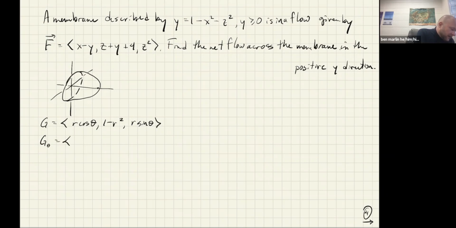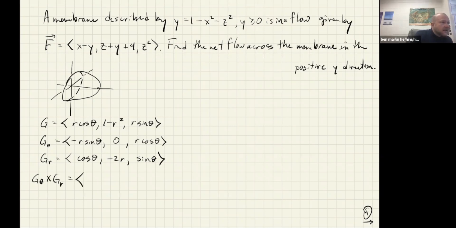And then you have to remember how to take derivatives, which is sometimes a little bit hard for me. And we end up with that. And then our g sub r, we have a cosine theta, a minus 2r, and a sine theta there. And then g sub theta cross g sub r. To see what we end up getting there, we should end up with a 2r squared cosine theta and an r and a 2r squared sine theta.